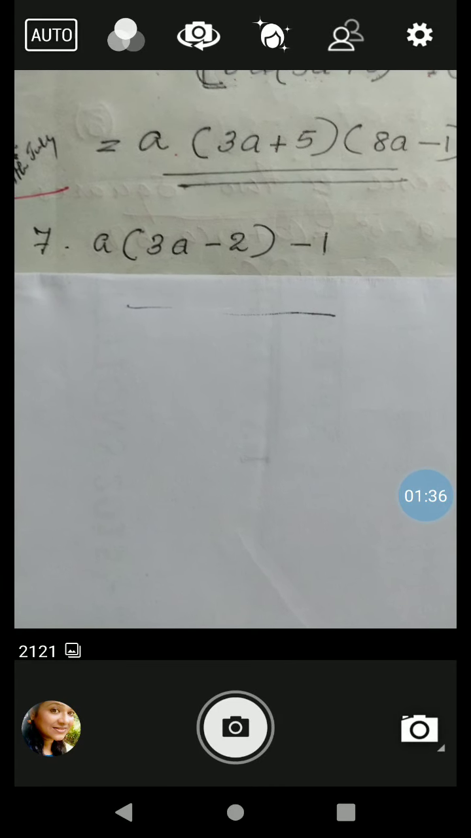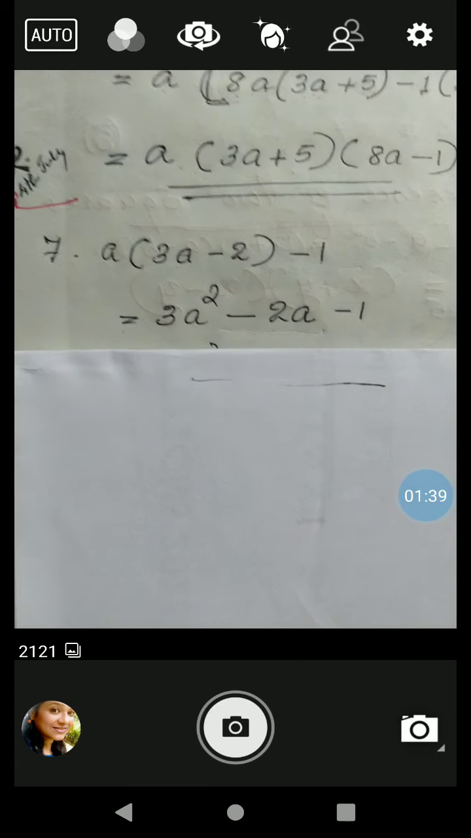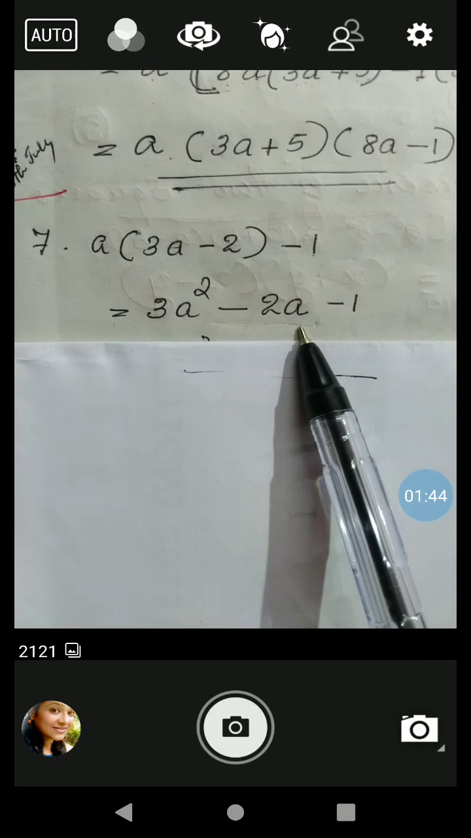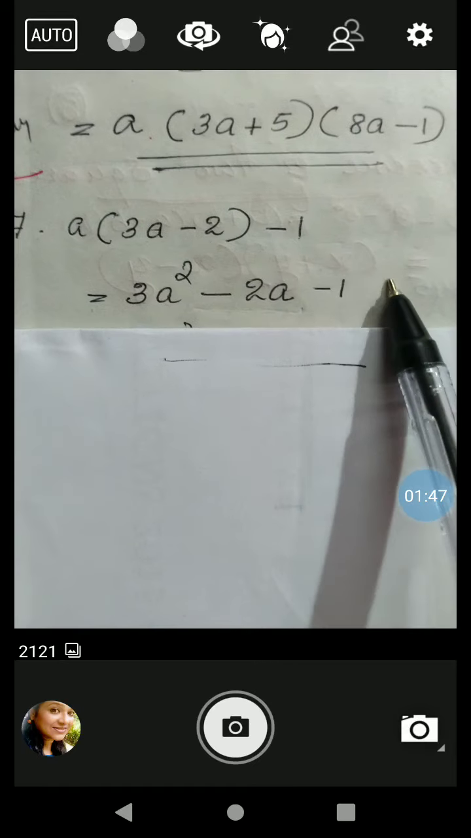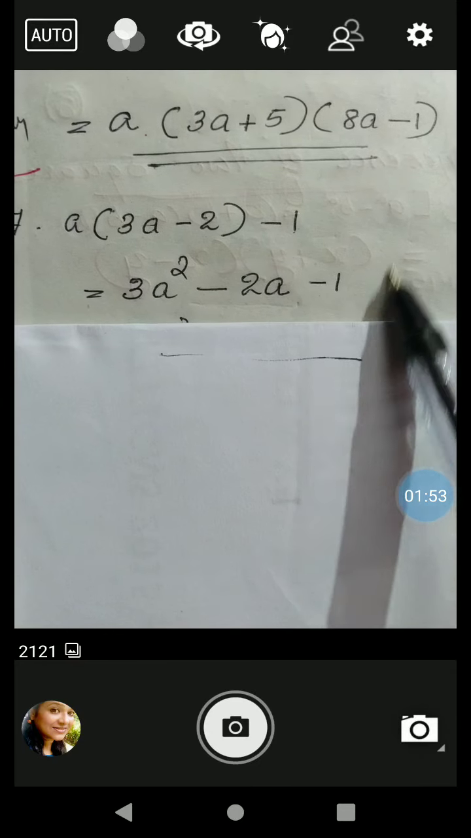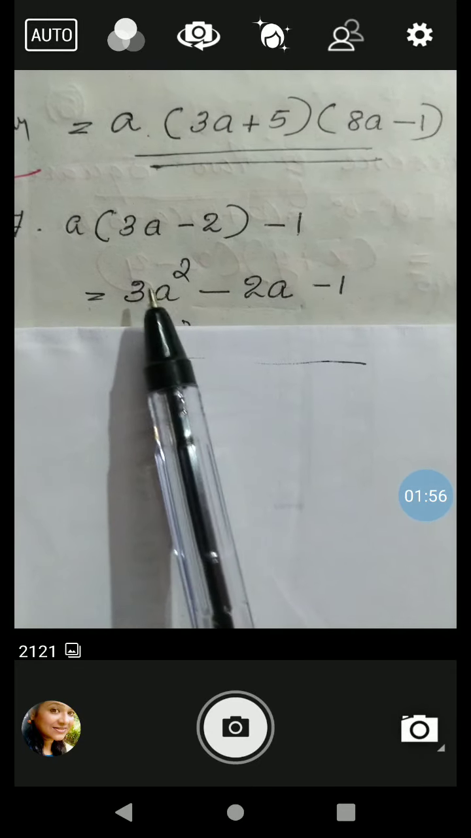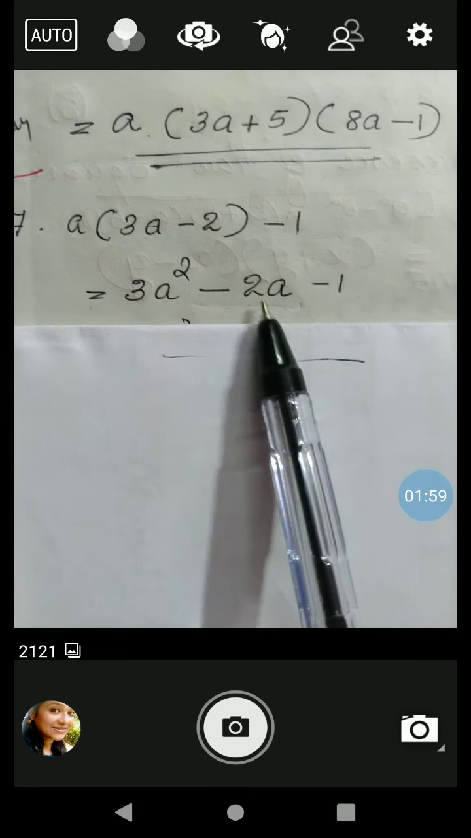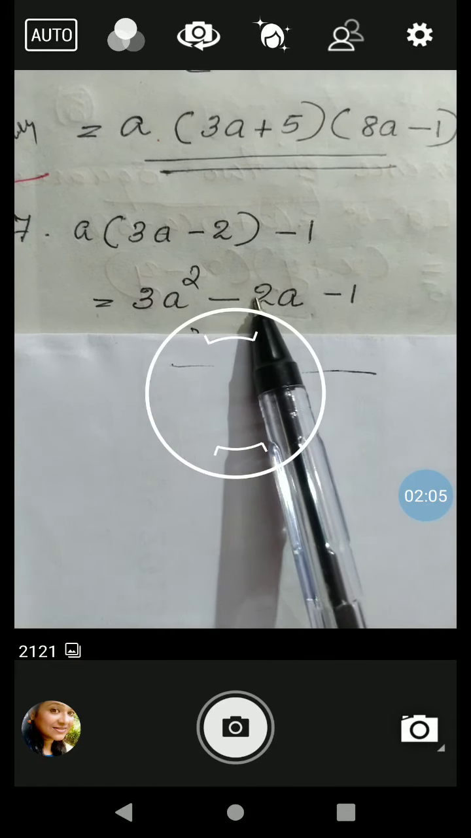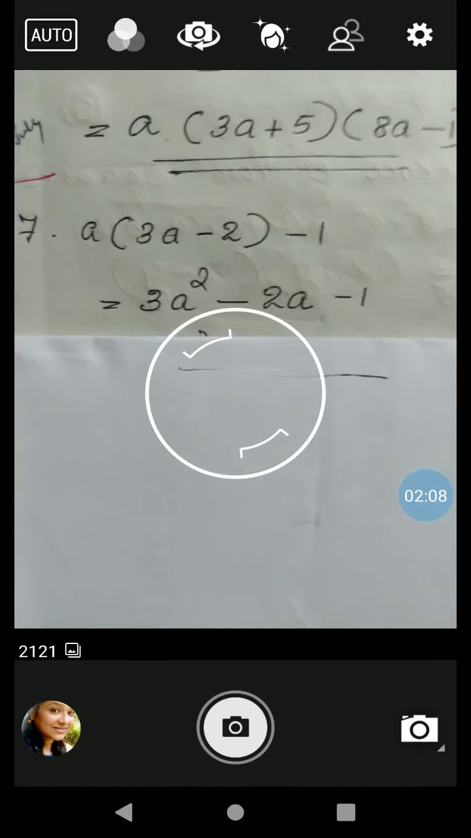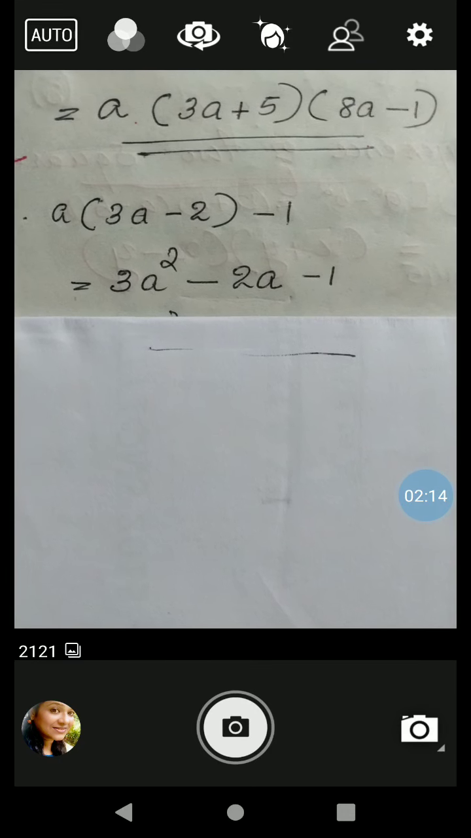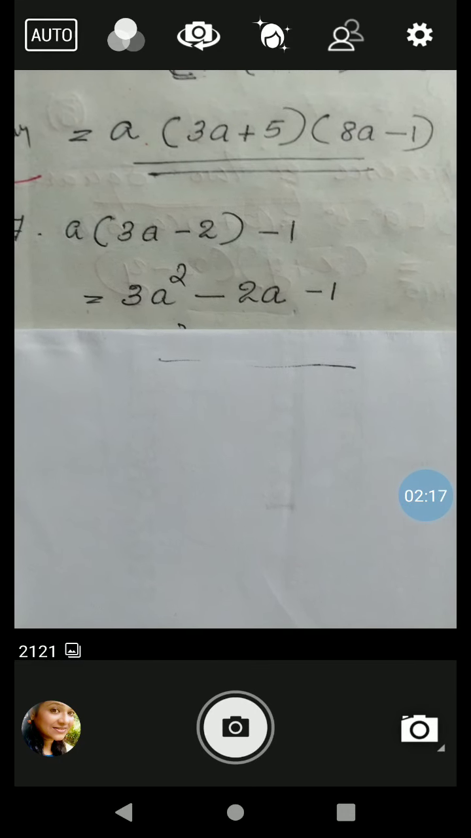When we open this bracket, we will get a into 3a, that is 3a square, a into minus 2, that is minus 2a, minus 1. Now, this is the standard form of trinomial. Okay? 3 terms are there. 3a square minus 2a minus 1. Ax square plus or minus bx plus or minus c, that form. Okay, now we can factorize. How can we factorize it? Using product and sum method.